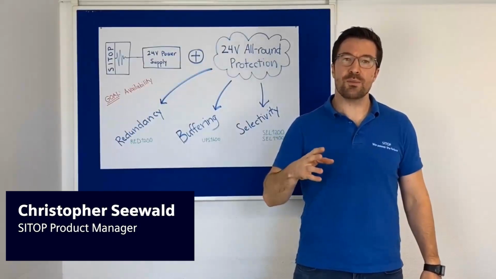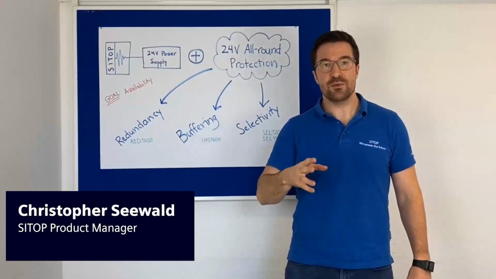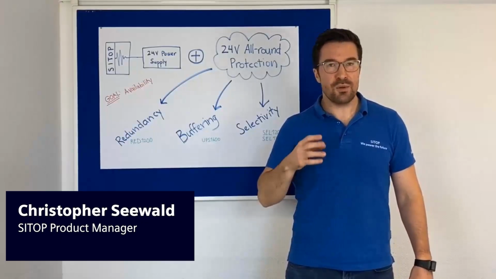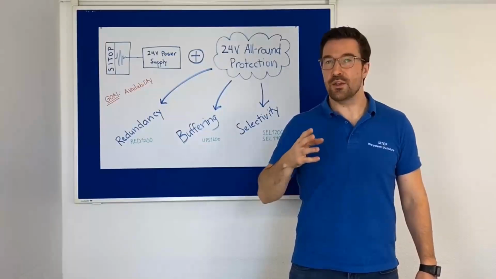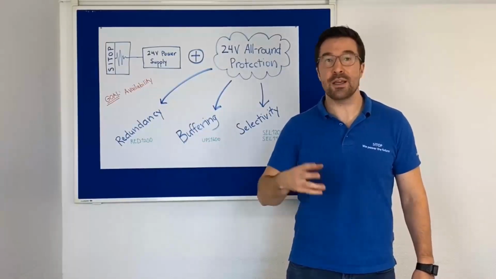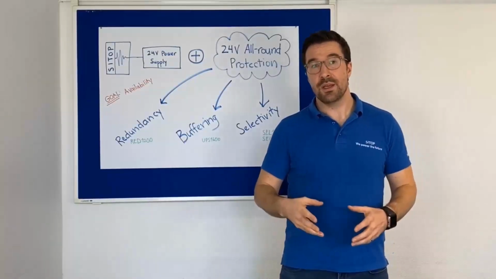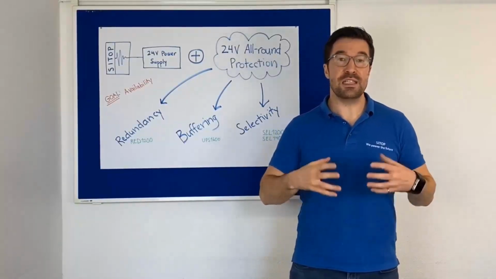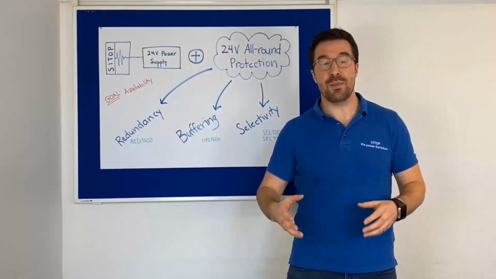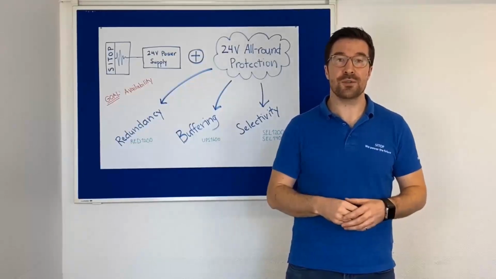The 24-volt power supply in your application is really at the heart of your automation. If you don't have 24 volts, then your PLC or your IPC or any other loads will simply not operate, bringing your application to a stop. So we want to take a bit of time to discuss how CTOP approaches this concept and how to maximize the availability for your application.